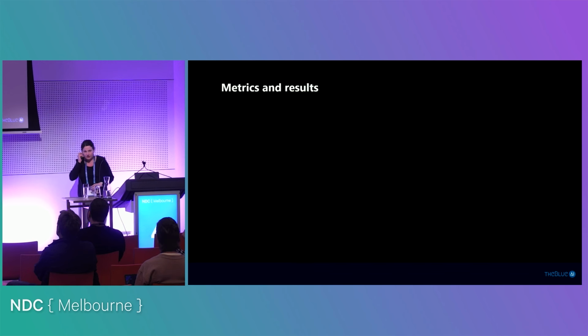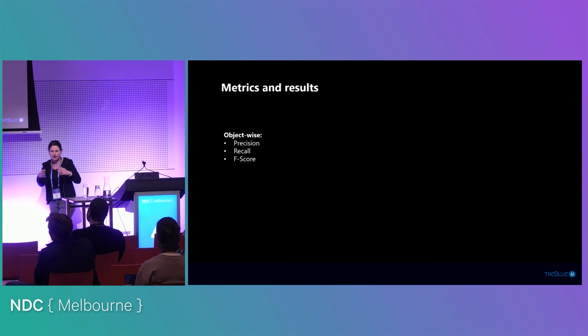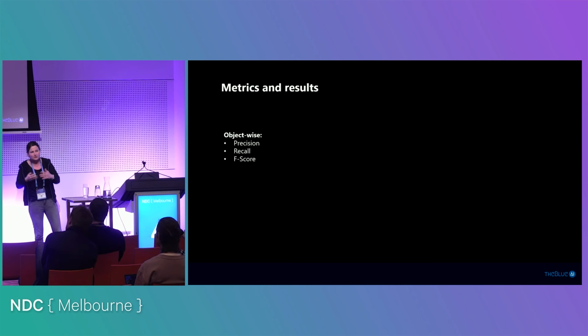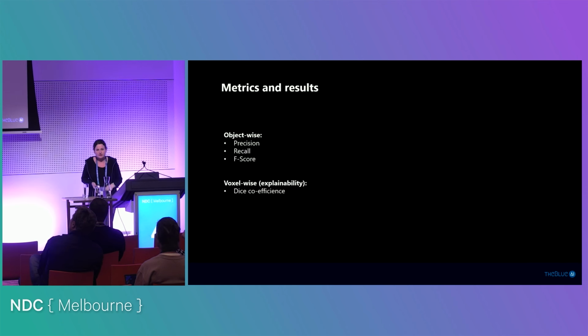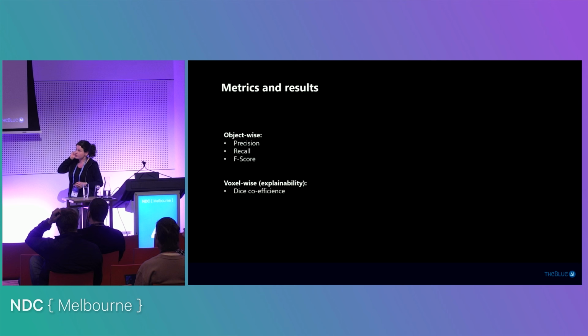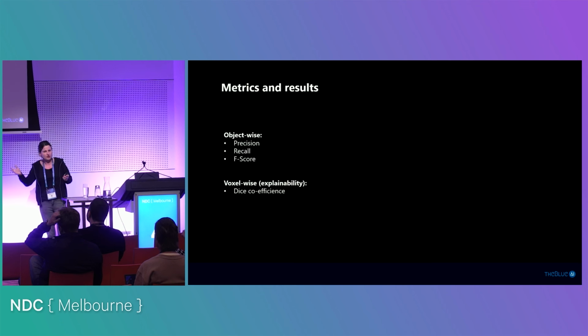So let's take a look at the metrics and the results that we got. Talking about metrics, we use the classic ones like precision and recall, just to see how many times we're right, and how many times we wrongly said that there is an FCD. But very importantly for the medical field, there was also explainability. So we used the dice coefficient to do that and to measure the voxel-wise metrics. As we have pixels in 2D, in 3D we have voxels.